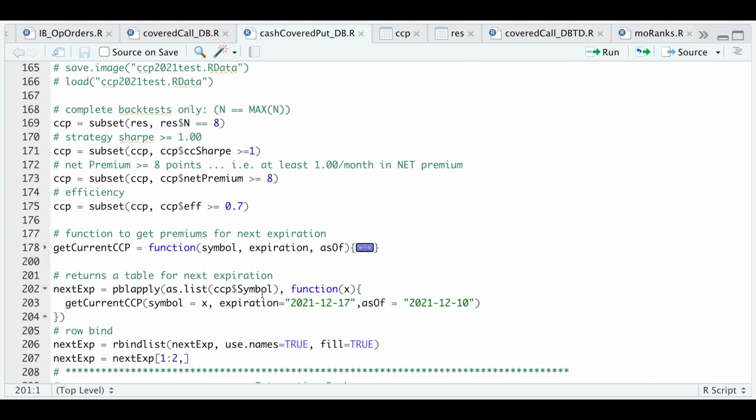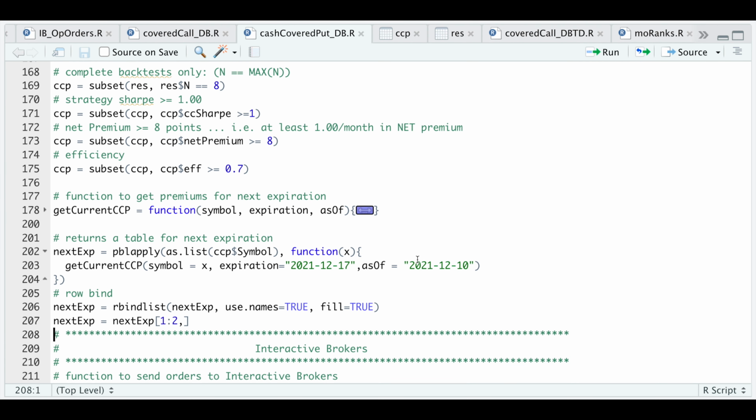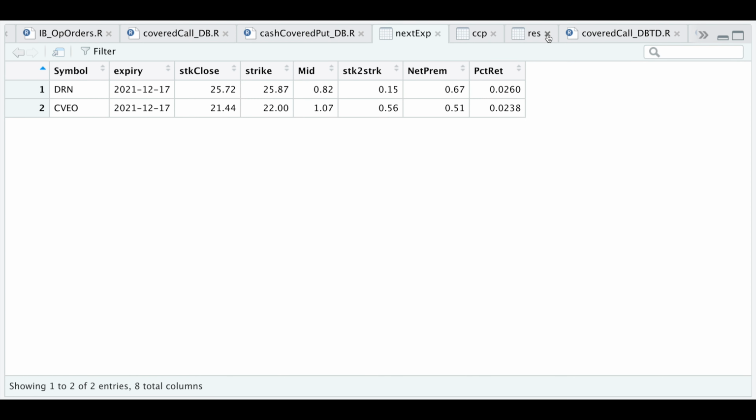So I'll do that for both of these tickers in my CCP data frame. So if we go ahead and run this line, these prices are good as of December 10th. So I'll go ahead and bind the results. And I only want to keep the first two since it does require some margin to place these orders. So line 207 is just out of preference, depending on how many tickers you want to trade. So if we take a look at next expiration, go ahead and close these out.